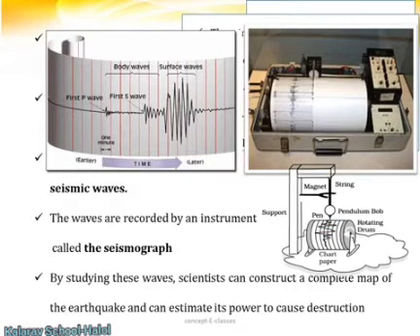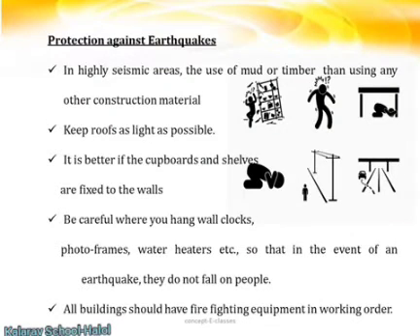So by studying these waves, the scientists can construct a complete map of the earthquake and can estimate its power to cause destruction. So we know that earthquakes cannot be predicted, and we have also seen how destructive they could be. So what can we do? We can take necessary precautions to protect ourselves all the time, especially the people living in seismic zones, that is, those areas where earthquakes are most likely to occur. They have to be specially prepared.